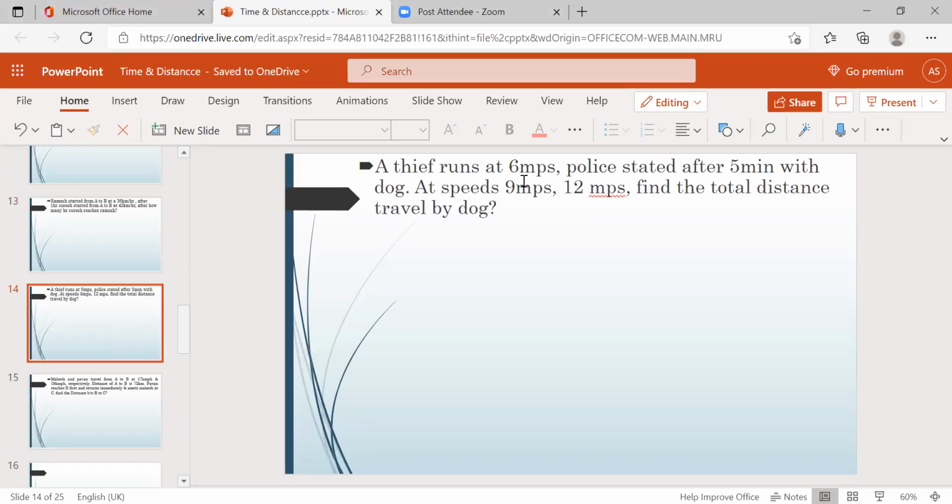A thief runs at 6 meters per second. Police started after 5 minutes, this is what's important, with a dog. Police speed is 9 meters per second and dog speed is 12 meters per second. Thief speed is 6 meters per second. Find the total distance traveled by the dog. They're asking to find the distance traveled by the dog.